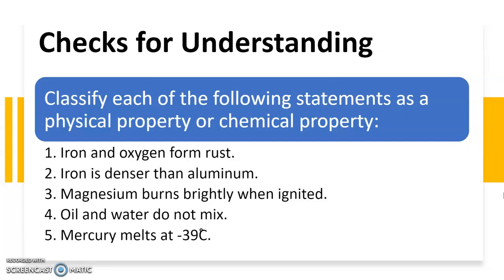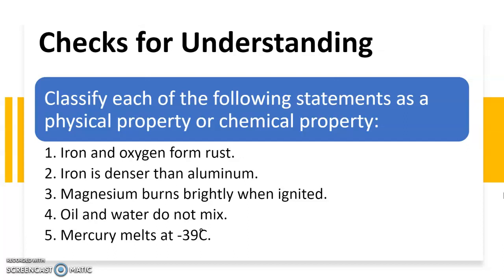Alrighty, so hopefully you've paused and done that in your notebook. So one says iron and oxygen form rust. This is a chemical reaction. The iron and the oxygen are reacting together to form rust. Typically you can notice a chemical change by a change in color. So this would be a chemical property. That change on a chemical level, that's going to be a chemical property.